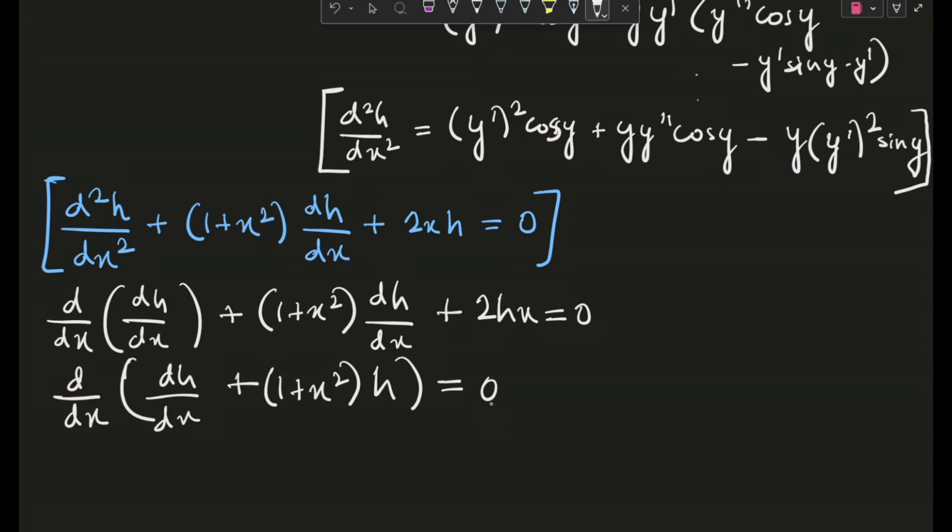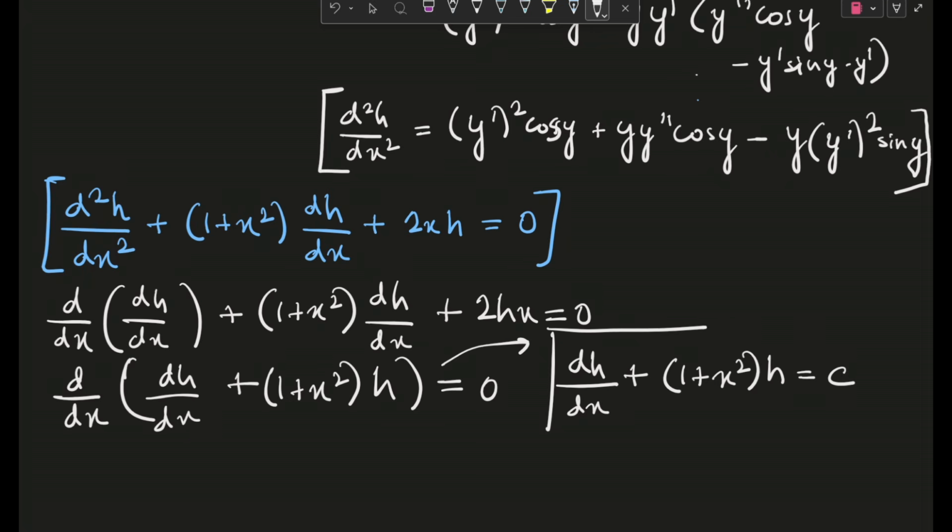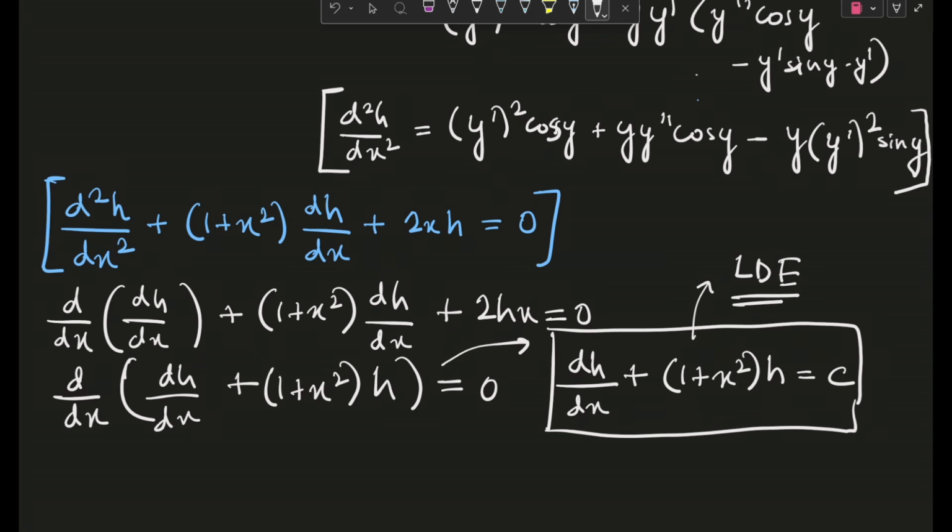Now guys, if you see this carefully, d/dx of any expression will only be 0 when it's a constant. So that means dh/dx plus (1 plus x²) times h is equal to some constant c. And now this thing you have here is a perfect linear differential equation. So that huge thing we had in the beginning, I reduced to a linear differential equation.